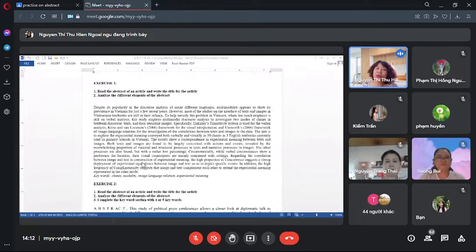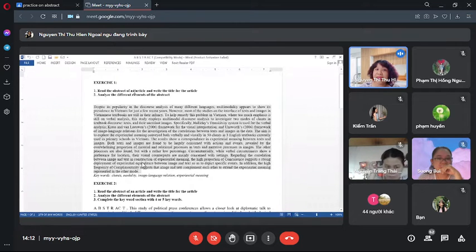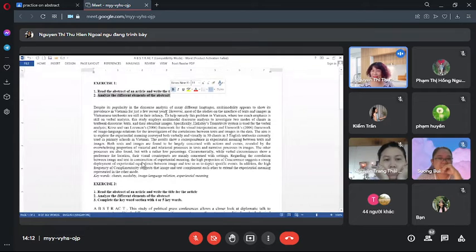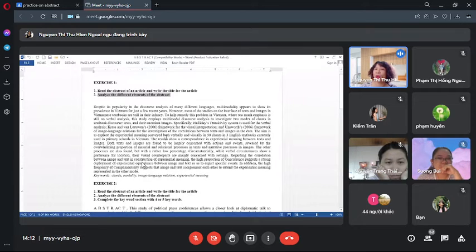That's right. So now that is the first part of exercise 1, and the second part of exercise 1 is about the different elements of the abstract, right? So we have already mentioned 7 elements of the abstract. Right now, anybody, can you tell me again what are the 7 suggested elements?